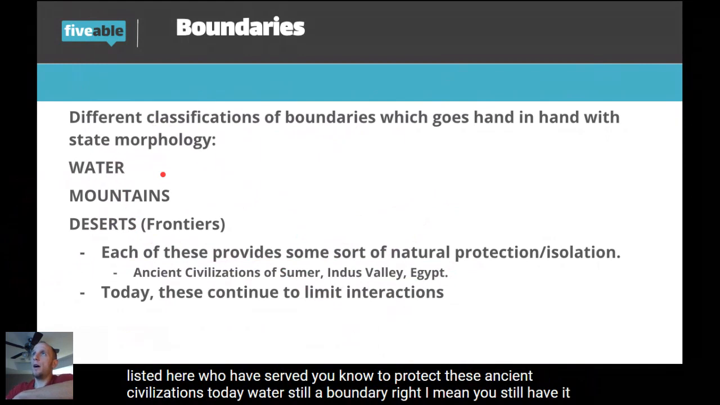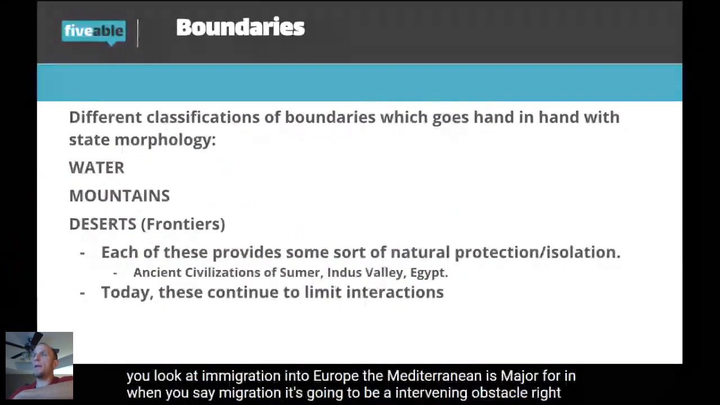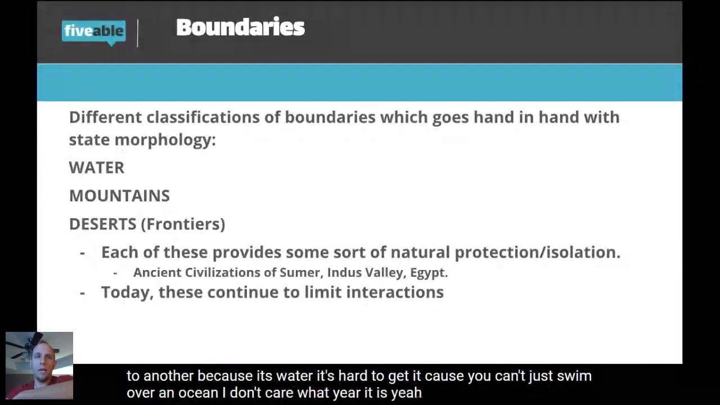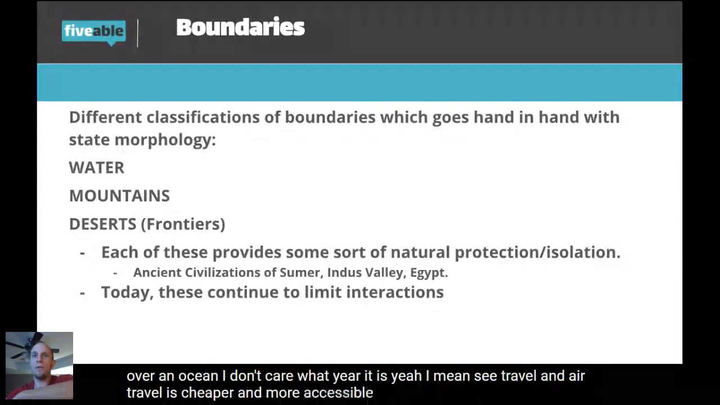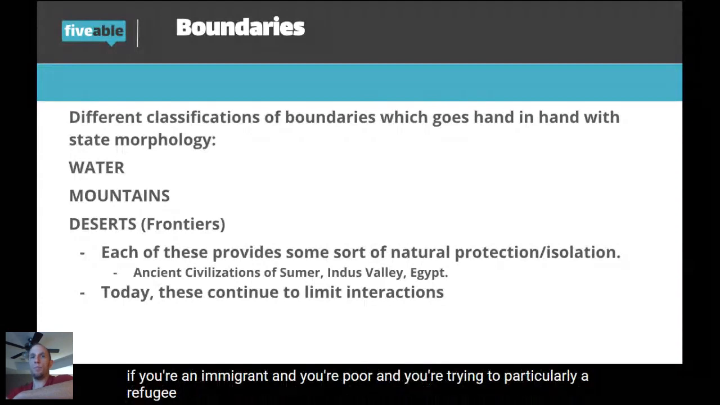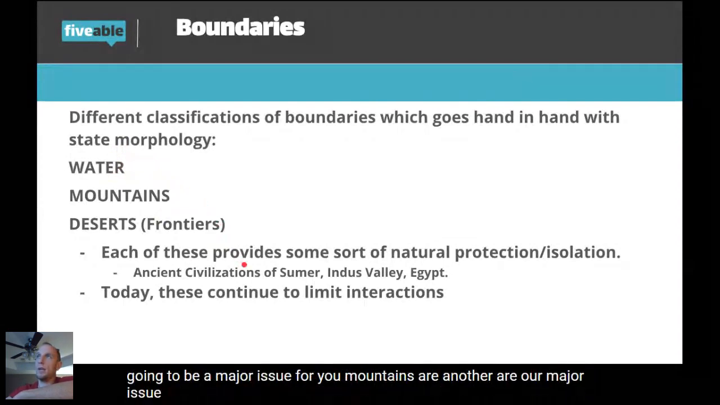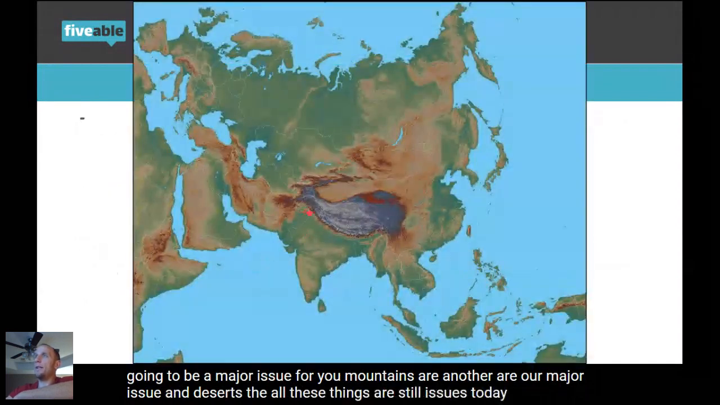I mean, if you look at immigration into Europe, the Mediterranean is a major, that's the word I'm looking for. And when you say migration, it's going to be an intervening obstacle, right? It's going to be something that gets in the way of people traveling from one place to another because it's water. It's hard to get across. You can't just swim over an ocean. I don't care what year it is. Yeah, I mean, sea travel and air travel is cheaper and more accessible to everyone than ever before. But if you're an immigrant and you're poor, particularly a refugee trying to get to a country to seek refuge, then water is going to be a major issue for you. Mountains are a major issue, and deserts. See, all these things are still issues today.